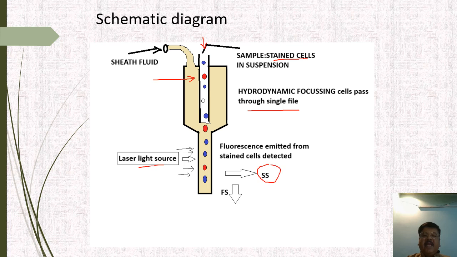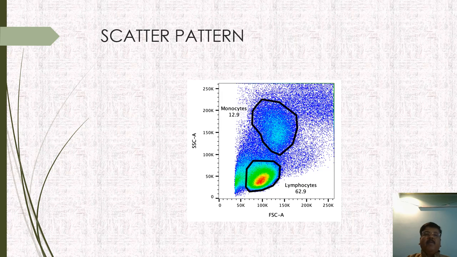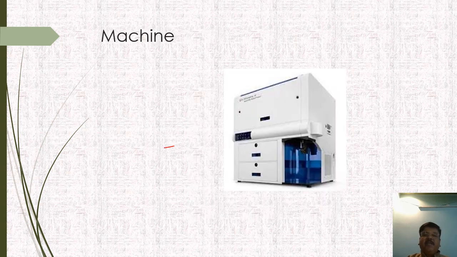So SS and FS. FS is for forward scatter and SS is for side scatter. So it will analyze the pattern of the scatter, and depending upon that, the counting of the cells is done. Now you can see this is the scatter pattern. The blue color one is shown as a monocyte pattern, and you can see the lymphocyte green, and in the center there is a yellow dot. So you can see this scatter pattern is there, but we have nothing to do with it because electronically this is analyzed by the equipment. It will give the counts of the cells. So this is the machine, you can see.